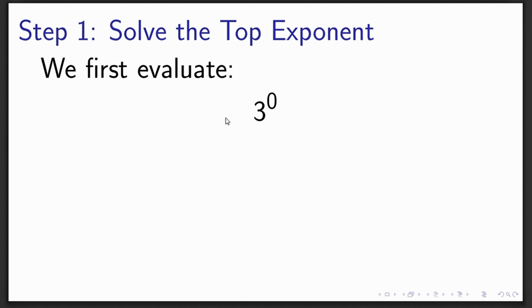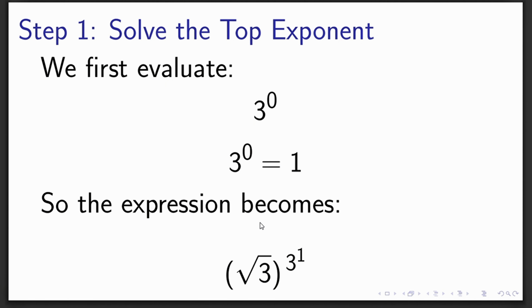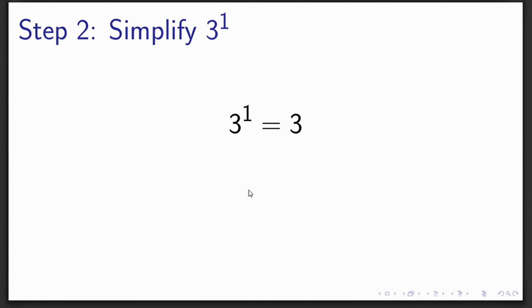So first of all, I'm going to evaluate 3 power 0. We know that any number with power 0 is equal to 1. This means 3 power 0 will be equal to 1. So the expression becomes the root of 3 power 3 and 3 power 1. Now we are going to simplify 3 power 1. We know that any number with power 1 is itself. So we are going to get 3.